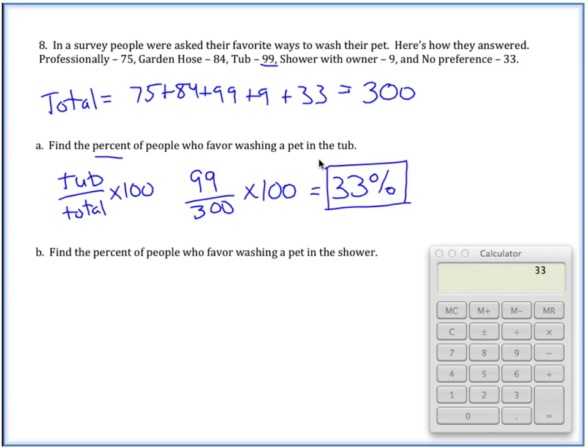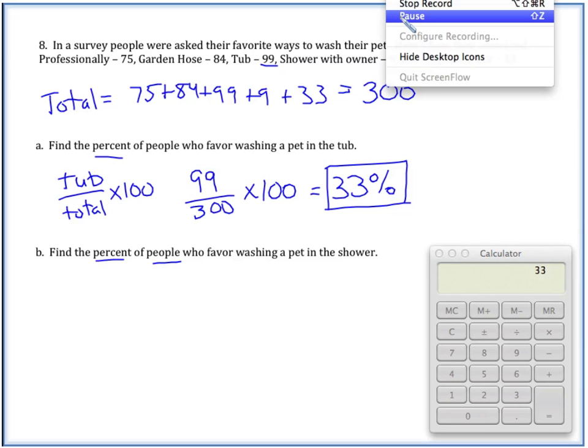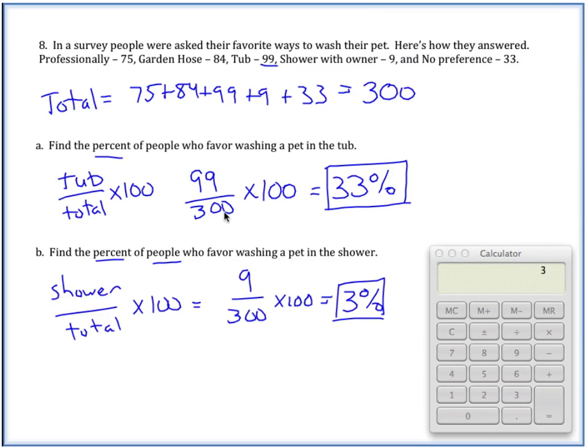I want you to go ahead and find the percent of people who favor washing their pet in the shower. Go ahead and pause the video and then come on back when you're done. Alright, welcome back. You should have gotten 9 over 300 times 100, and that equals 3%.